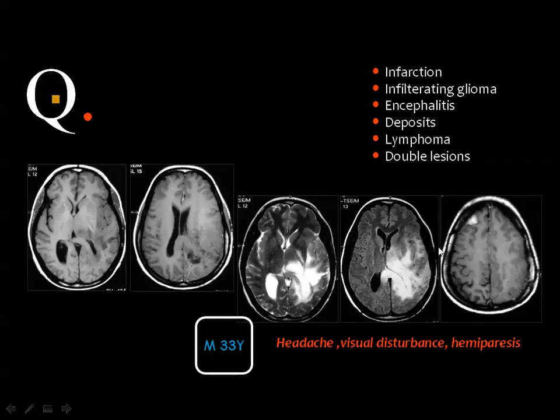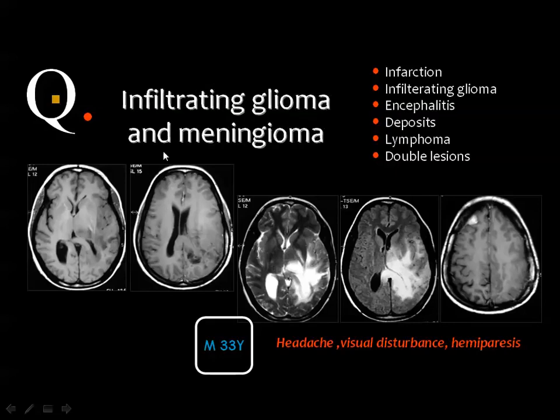Yes, this lesion is classic for an infiltrating glioma, and this lesion is also classic for a meningioma because it is small, homogeneously enhanced, based to the dura, and the meningioma, whenever it is calcified or very small, can be incidentally discovered. It does not produce any symptoms. Then the major lesion causing symptoms is this one, which is the glioma, and the meningioma is discovered incidentally.